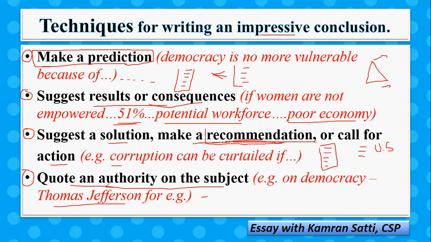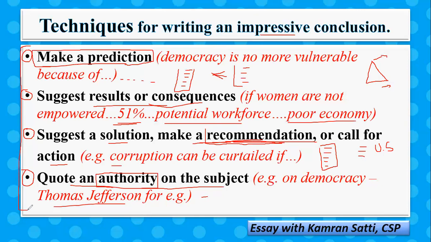When it comes to education, you can quote Nelson Mandela, because his sole emphasis, or one of his emphases, was on educating the Negroes. So you should be quoting an authority which is considered an expert on that particular area. So these are the four main techniques which you can use to write a concluding paragraph. You can either make a prediction, suggest consequences, recommend a solution or call for action, and you can quote an authority.